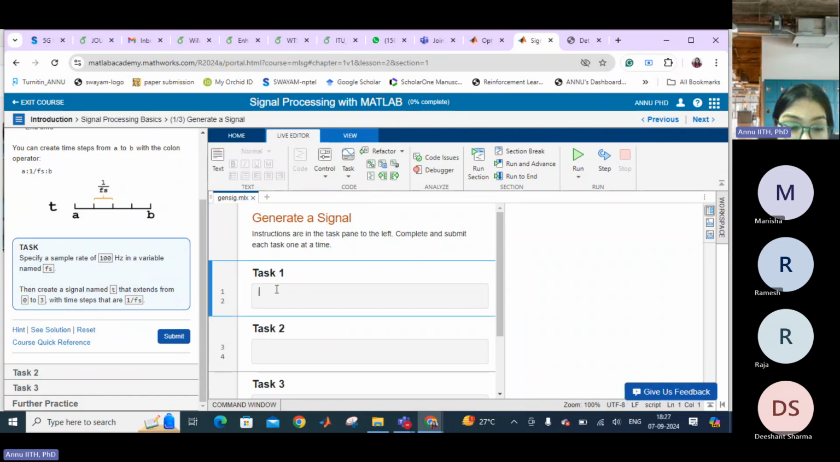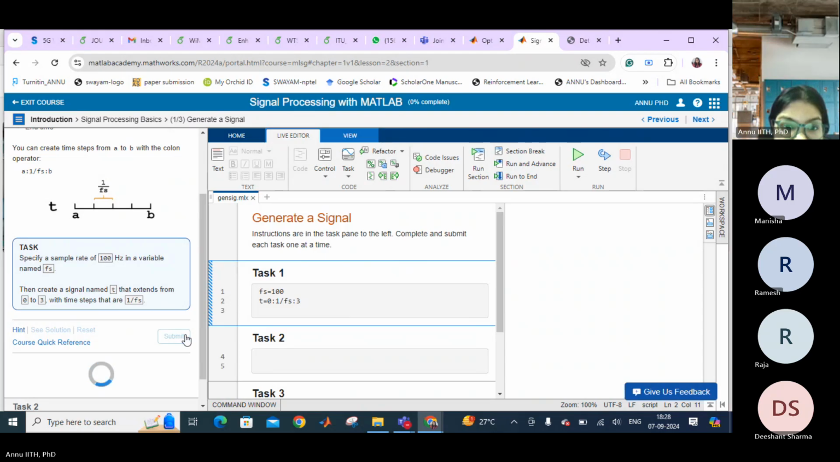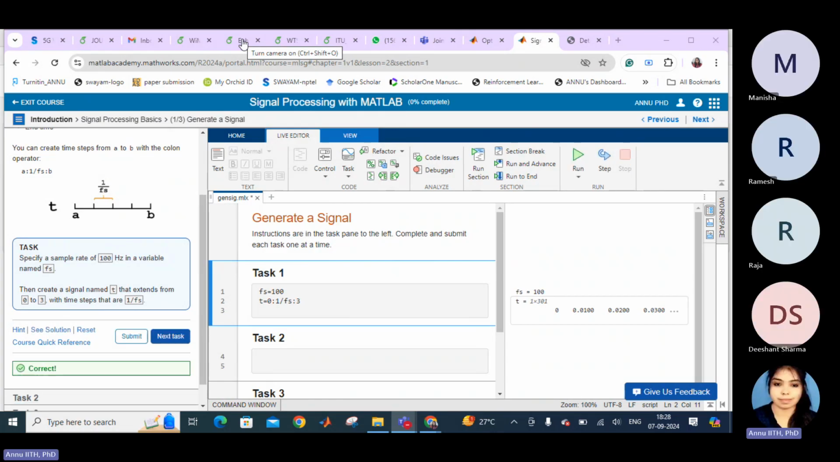So fs is equal to 100. Then t is the time from 0 to 3 with steps of 1 by fs, because fs is in the frequency domain and we are talking about time steps. So let's submit it. You can see the signal with time steps of 1 by fs.